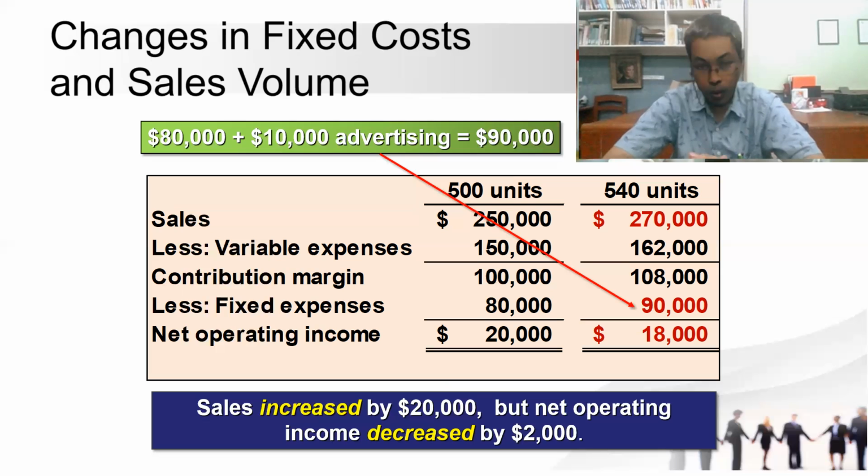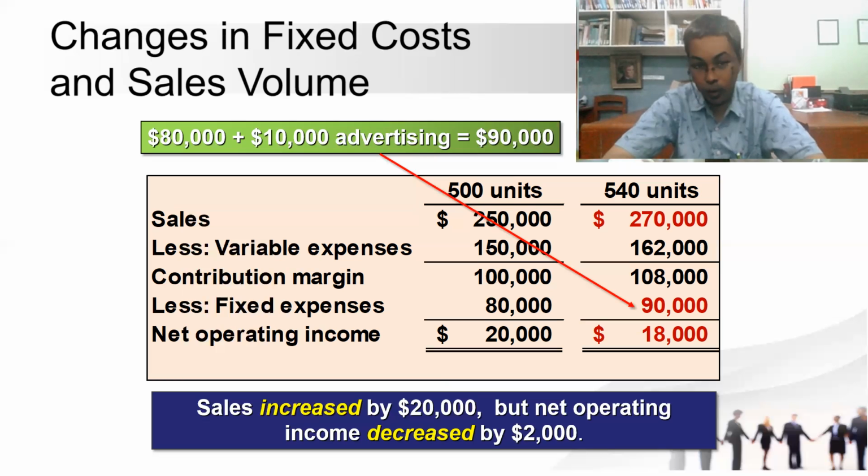So 540 units would be equal to 270,000 in sales. But the variable expenses will also increase proportionately, so the total variable expenses would be 162,000. If you subtract it from the total sales of 270,000, the answer would be 108,000. Since we already have fixed expenses of 90,000, subtract this from 108,000, and the answer is $18,000.